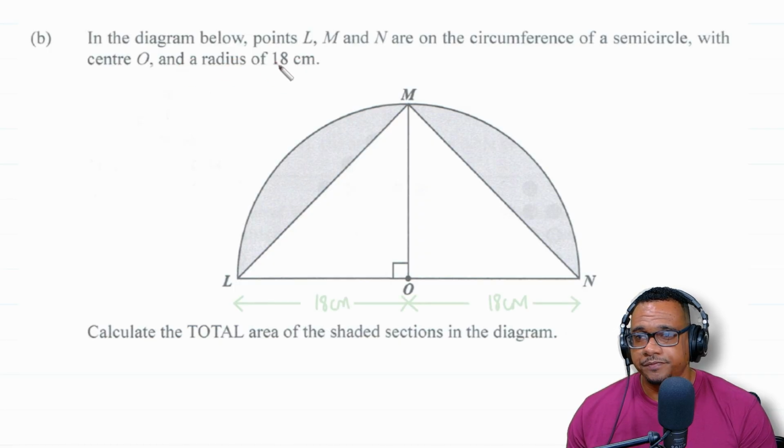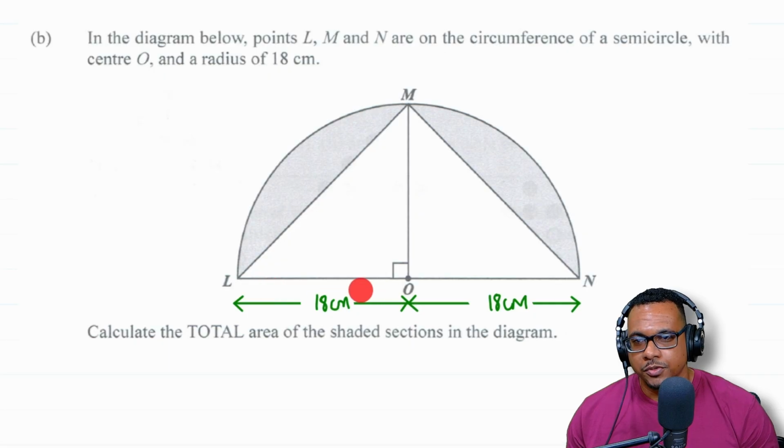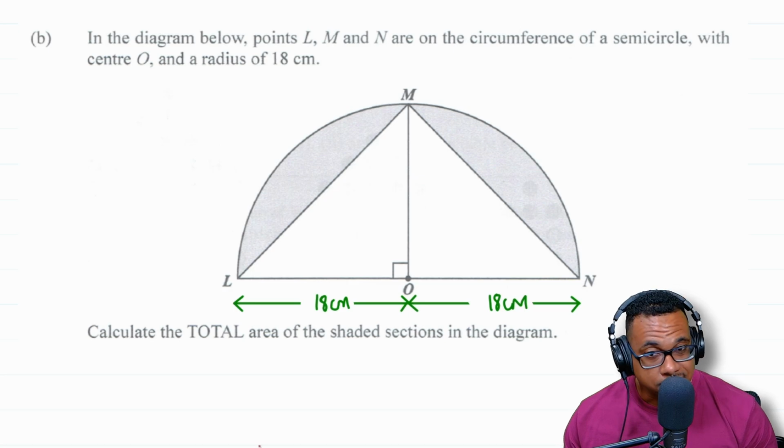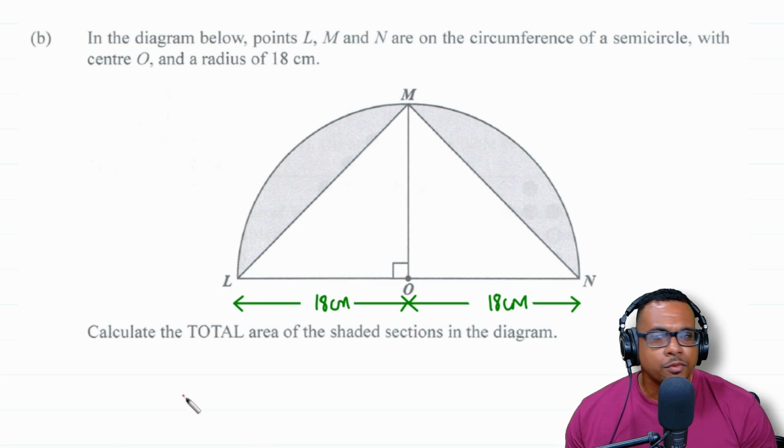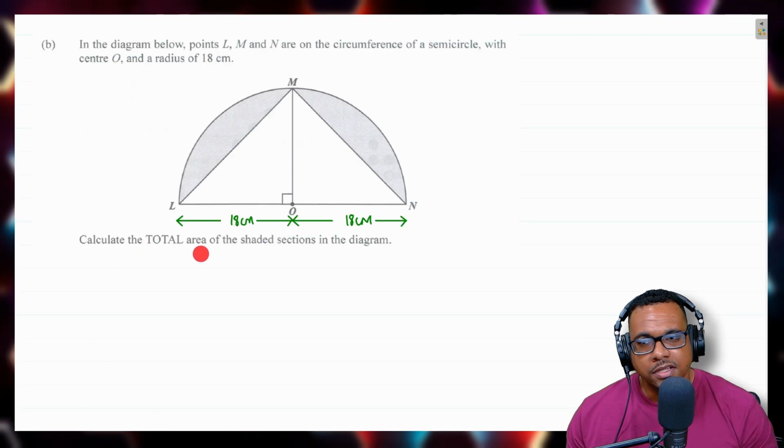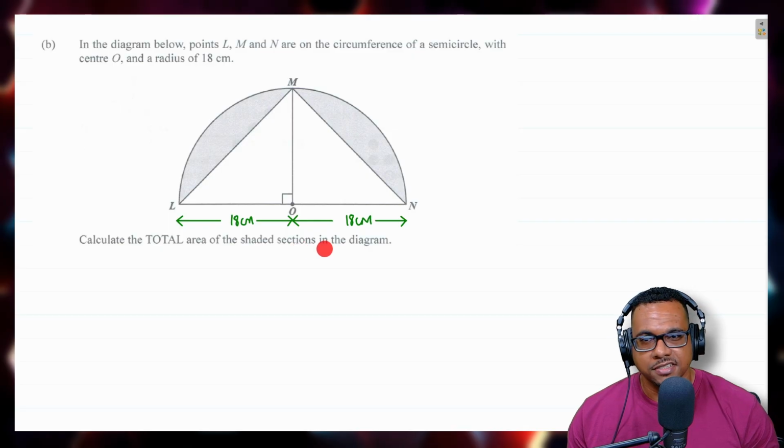So I can put that in. All right, so from L to O is 18 centimeters, and from O to N is 18 centimeters. So the total diameter would be 36 centimeters. Now, what they want us to do is to calculate the total area of the shaded sections in the diagram.